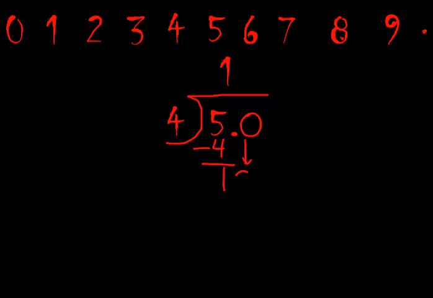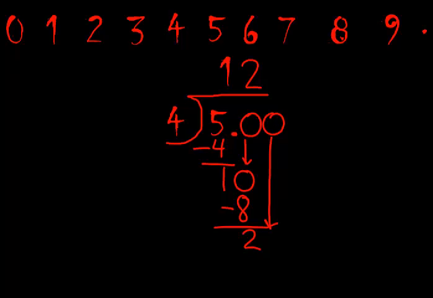It's still 5. I'm going to bring that 0 down. 4 goes into 10 2 times. And 2 times 4 is 8. We subtract and get 2. We still need to keep going because when we subtract, we don't have a 0. So I can add another 0. And now we have 20. 4 goes into 20 5 times. And we subtract and we have 0. Now we are finished. So our goal is to get to 0.